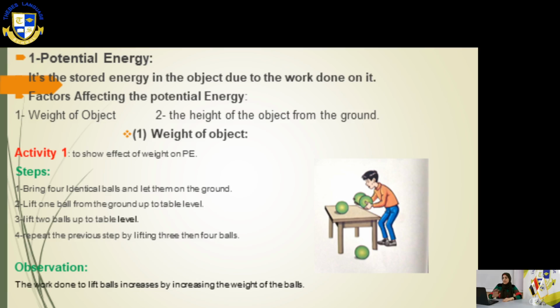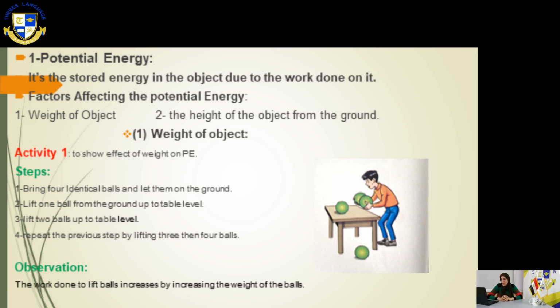Slide 8. Now we'll talk about potential energy. Potential energy is the energy that is stored in an object due to the work done on it. And we have two factors affecting the potential energy: the weight of the object and the height of the object from the ground. First, the weight of the object.